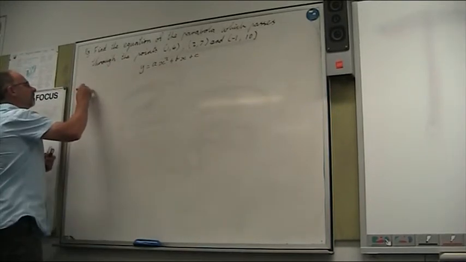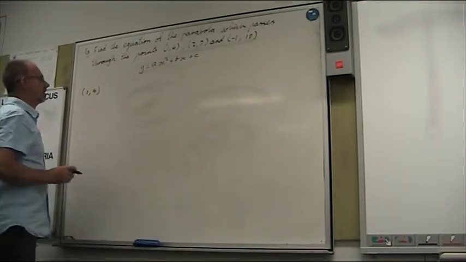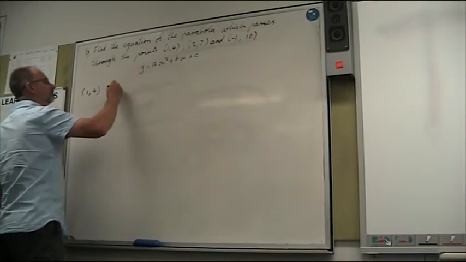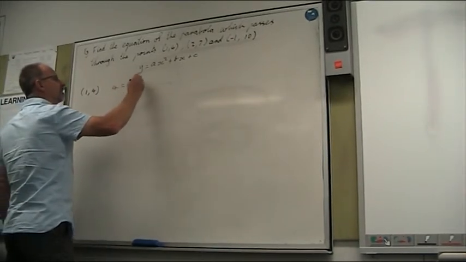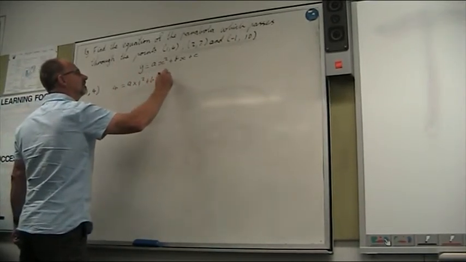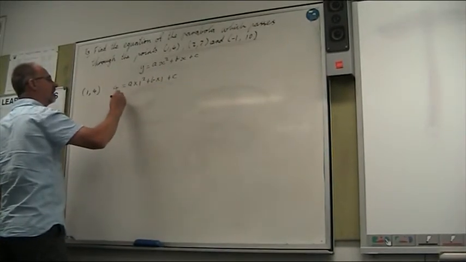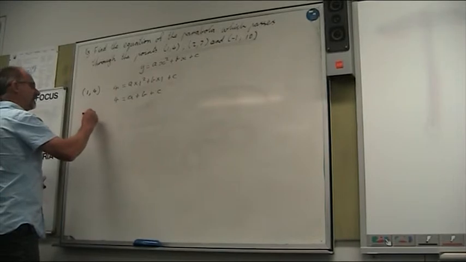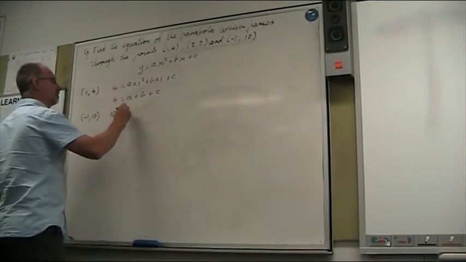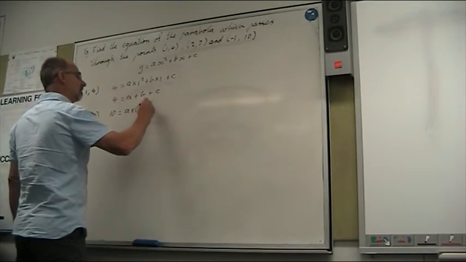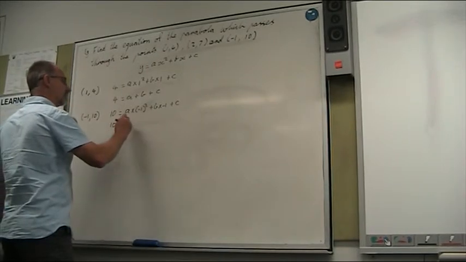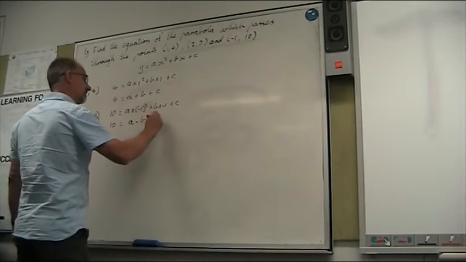So first of all, point 1 and 4, and we substitute 1 and 4 into here. Y is 4, a times 1 squared plus b times 1 plus c, which of course is a plus b plus c. And it is the same with the other points, minus 1 and 10. So 10 would be equal to a times minus 1 squared plus b times minus 1 plus c. So you get 10 equals a minus b plus c.